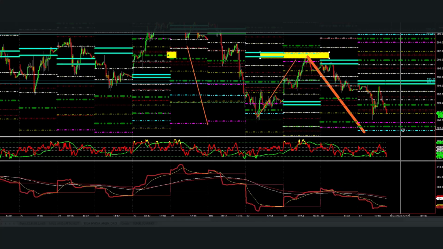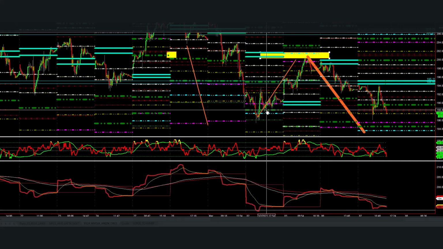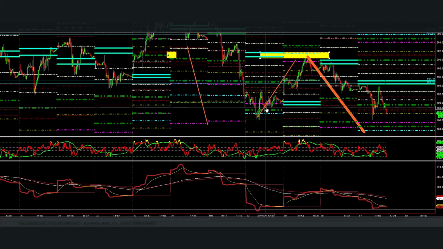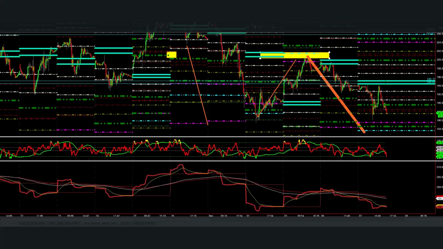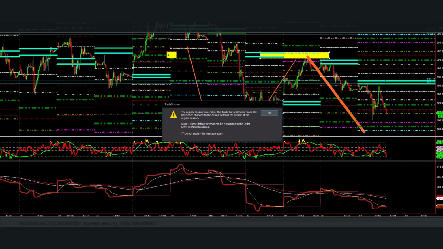And there we go. So look for $10 swings. Market is telling you what it wants. Everything you look at here is the market telling me what it needs to do. That's all there is.